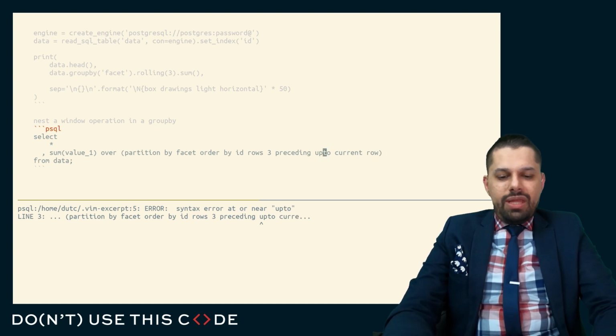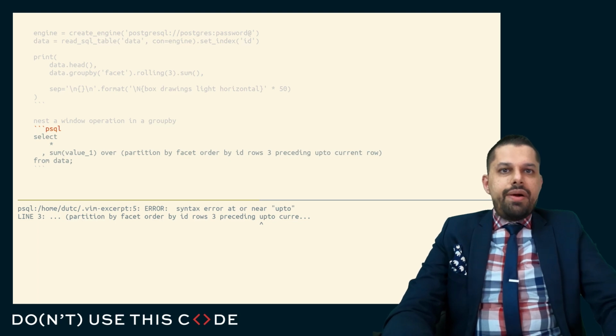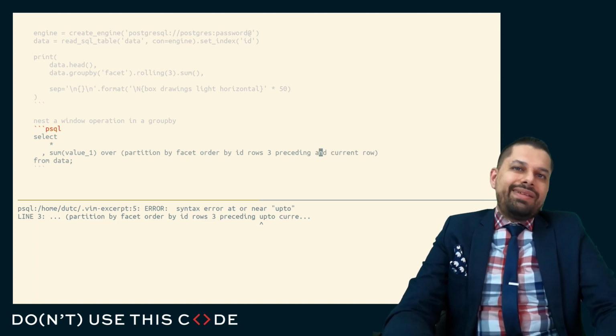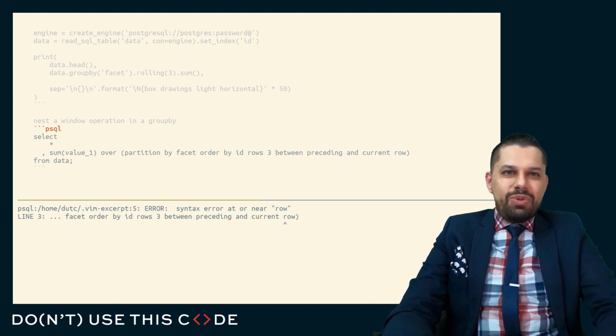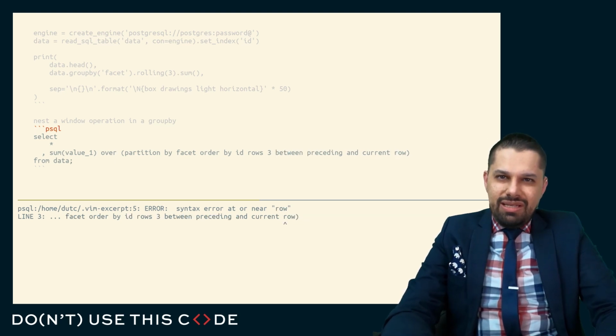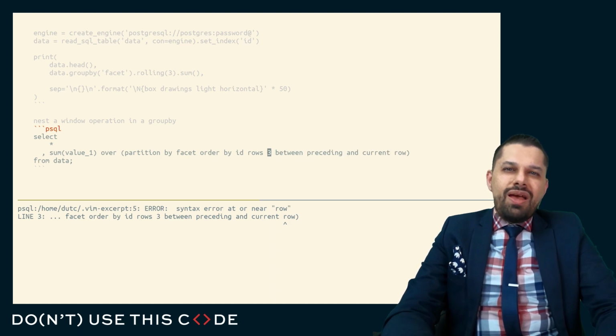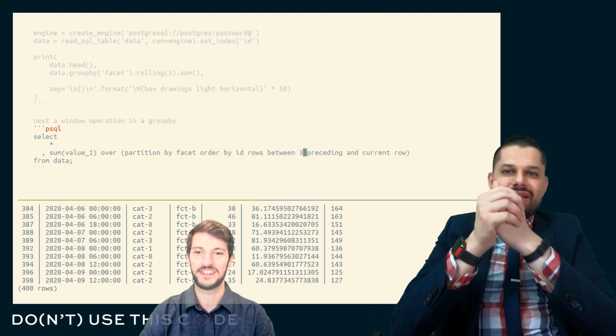I have to remember how to write that. Between. This is, come on. It's like between, I think it's between this and current. Rows between 3 preceding and current row. There we go.